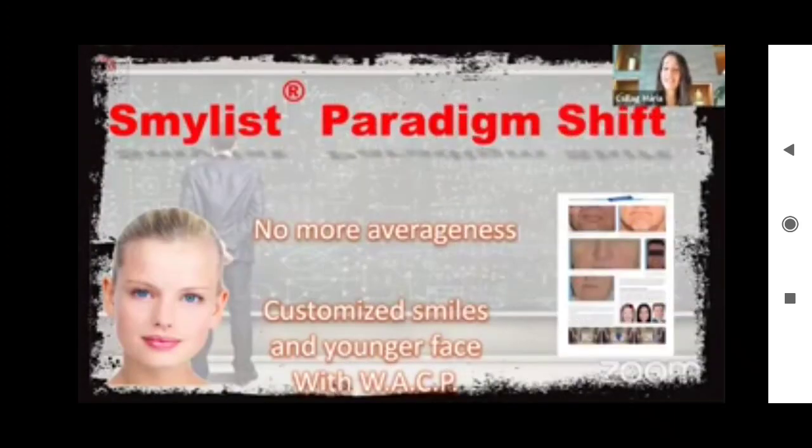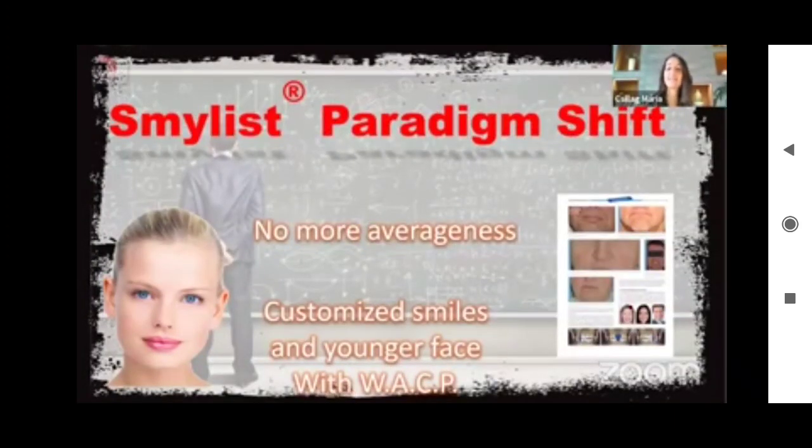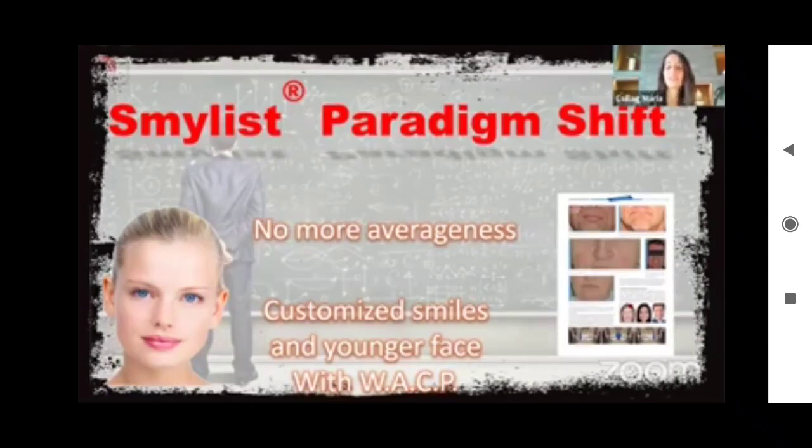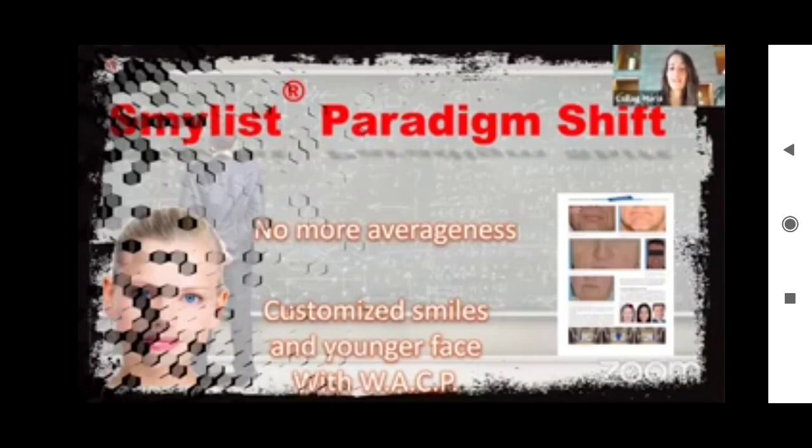So this is the next paradigm shift of Smileys that I really like and enjoy doing. So no more averageness, no more average smile, no more average function. And if you follow the Smiley step-by-step method, concentrating not only on the midline, not only on the WECP technique, but on the muscles as well, you can get a really nice result, and you can guarantee the patient this 5-10 years younger look.